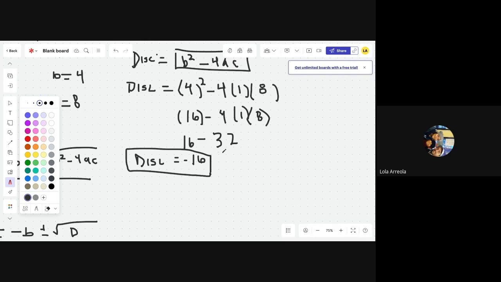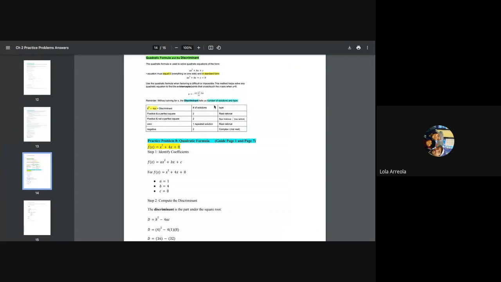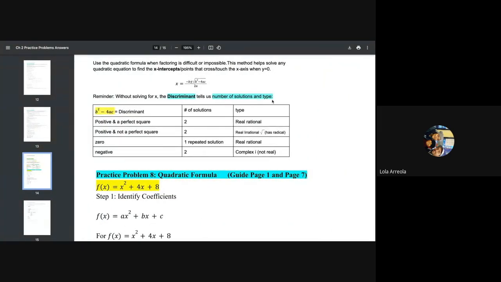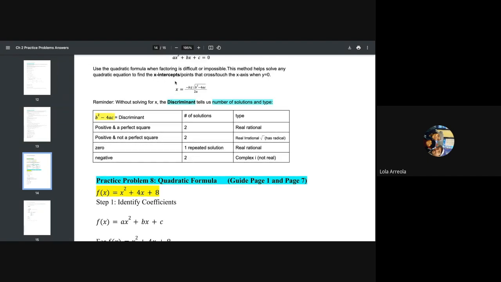So now, how do I know what kind of x values I get? Through solving for the discriminant, which we just did, and then what kind of value did I get? Okay, I solved for the discriminant and I got negative 16. So what does that mean? So now I have to look at my chart. That's why I provided you guys with the chart. And it says, look, the discriminant tells us the number of solutions and the type. Okay, so like I said, we get x-intercepts. So we got to figure out, okay, how many x-intercepts do I get and what kind of x-intercepts do I get?